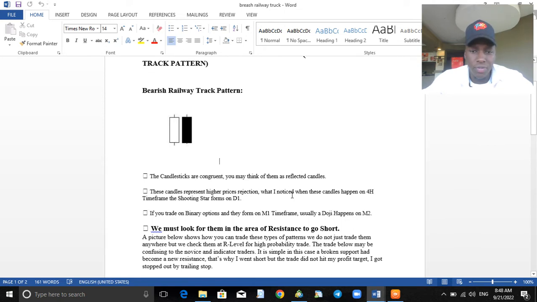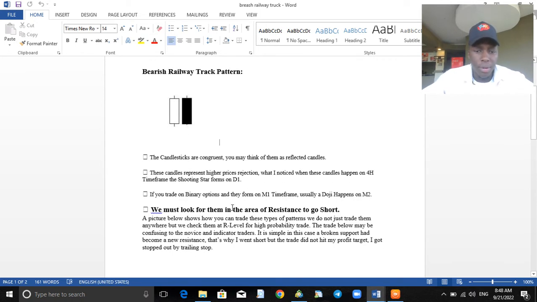What I noticed is that when these candles happen on our 4-hour time frame, the shooting star forms on the daily. That means these candlesticks are going to be more effective. You get it? So we must look for them in the resistance area to go short. That's why I told you candlestick patterns are more effective when they are spotted on either a support level or a resistance level. The picture below shows how you can trade these types of patterns.